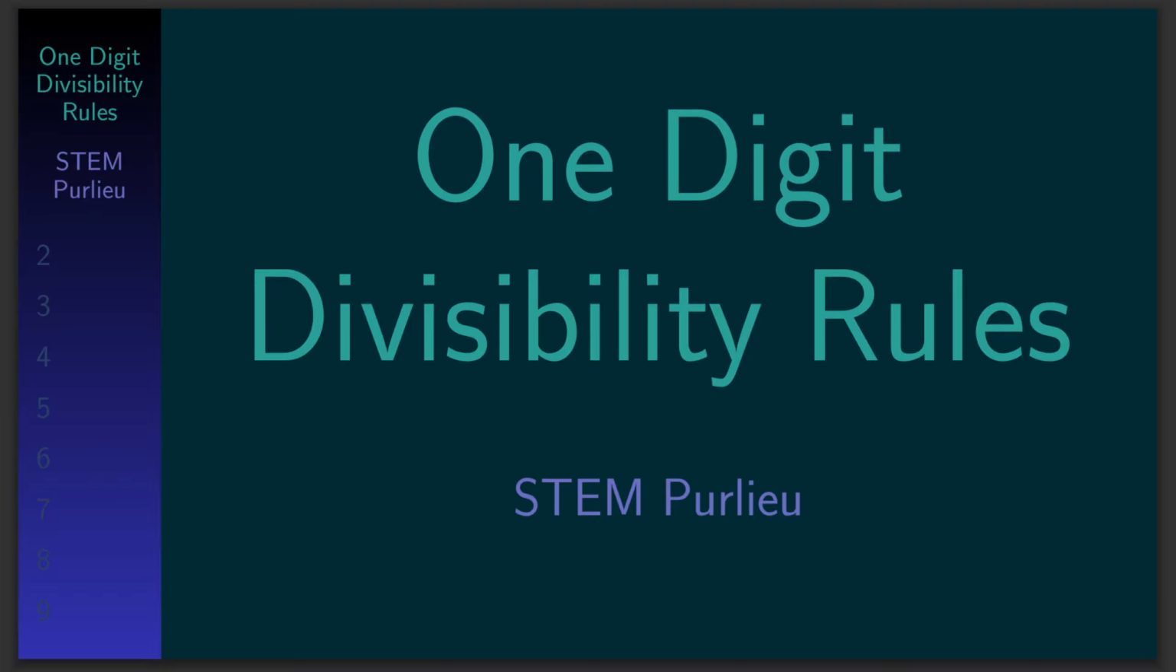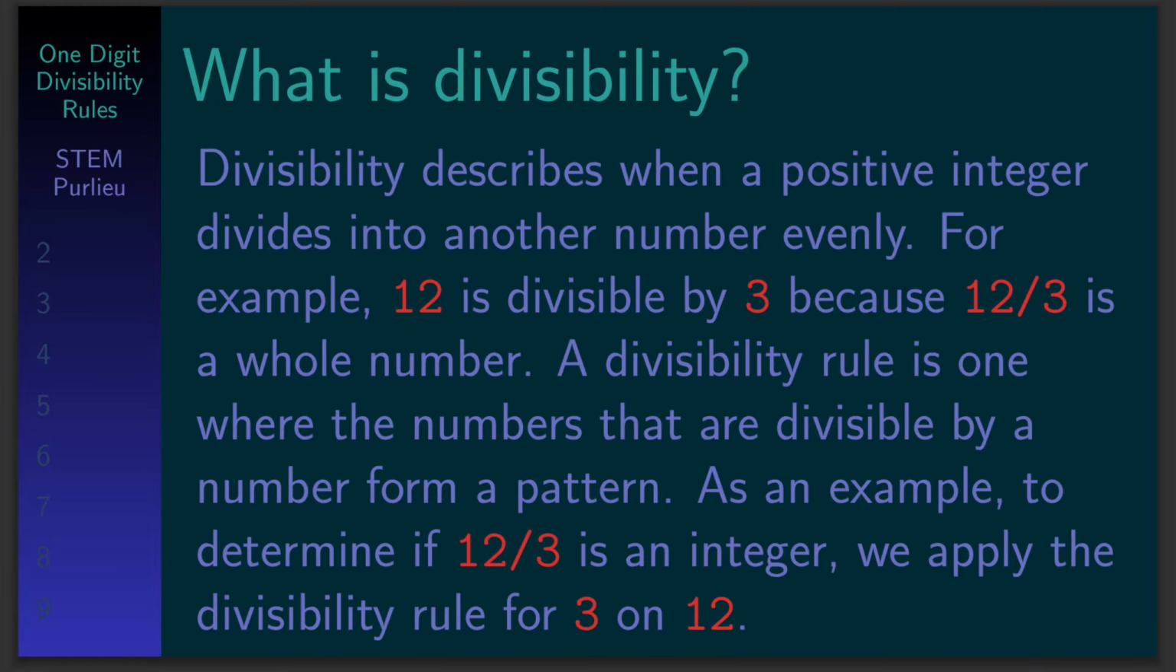Today on STEM Perlu, we'll look at one-digit divisibility rules. Divisibility describes when a positive integer divides into another number evenly. For example, 12 is divisible by 3 because 12/3 is a whole number. A divisibility rule is one where the numbers that are divisible by a number form a pattern. As an example, to determine if 12/3 is an integer, we apply the divisibility rule for 3 on 12.